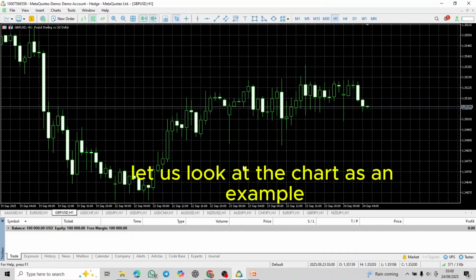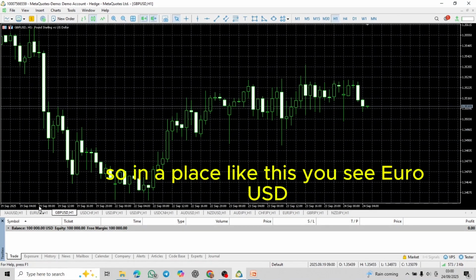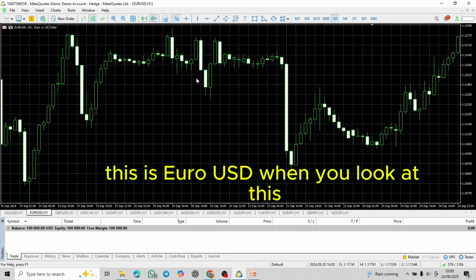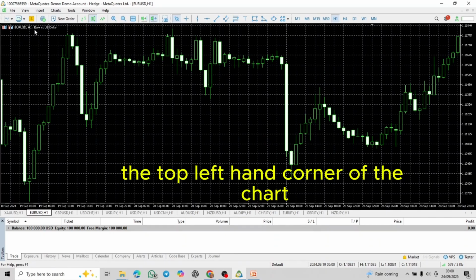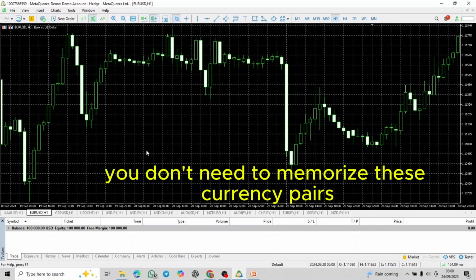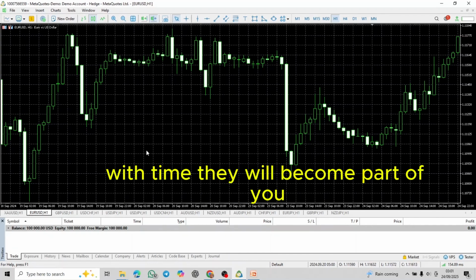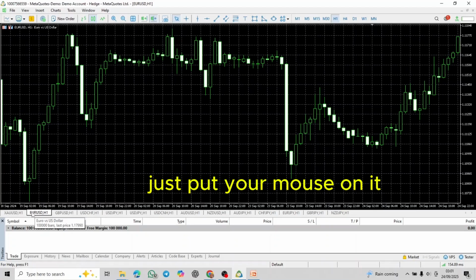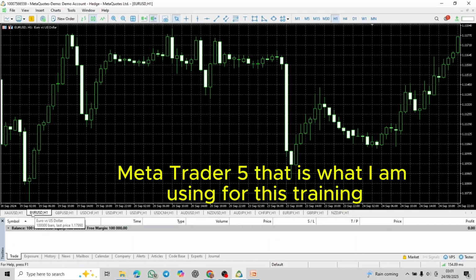Let us look at the chart as an example. So in a place like this, you see Euro USD. When you look at the top left-hand corner of the chart, you can see it written there, Euro USD. You don't need to memorize these currency pairs. With time, it will become part of you. If you don't know the name of the currency pairs, just put your mouse on it. That is if you are using MetaTrader 5. That is what I am using for this training.